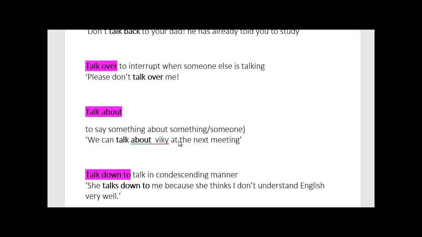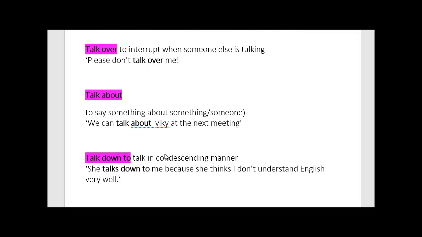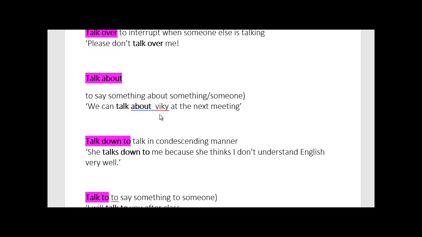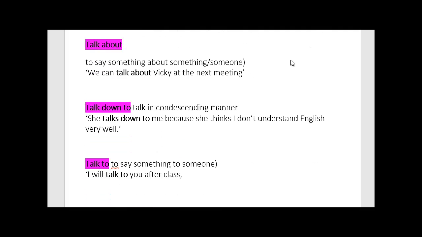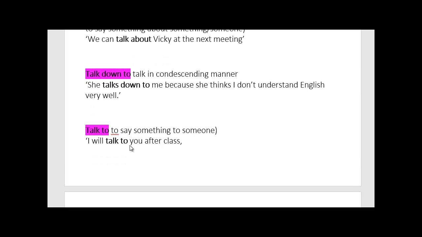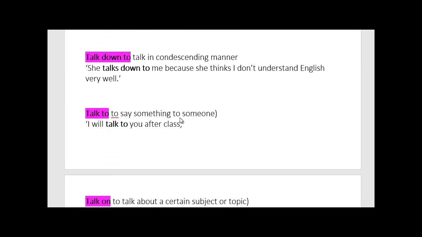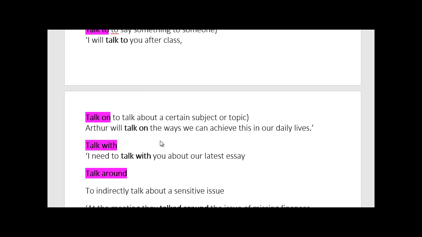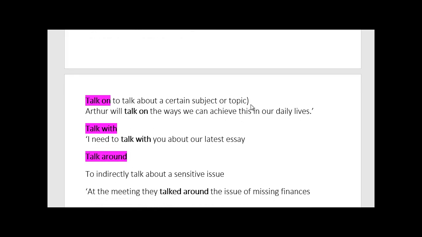Talk about, to say something about something or someone. And talk down to is to talk in a condescending manner, a little bit arrogant. Talk to is to talk to someone, to say something. Talk on is to talk about a certain subject or topic. Also talk with. I need to talk with you.